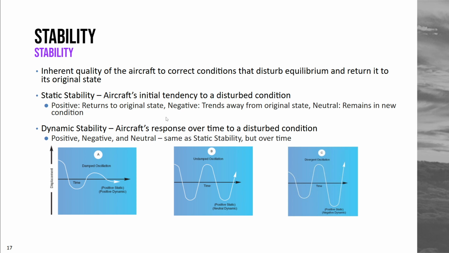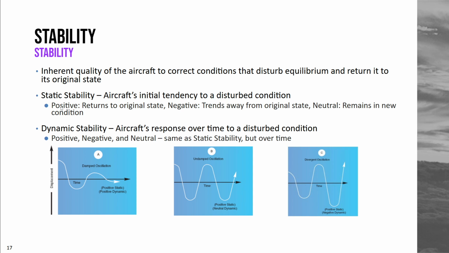Now, the other half of stability is dynamic stability, the aircraft's response over time to a disturbed condition. If I push forward and the aircraft creates these oscillations, will that aircraft return to level flight in its original condition inherently? That'll let me know if it's dynamically positive, negative, or neutral. If I push the nose down, and inherently the aircraft's oscillations start to get lessened, and all of a sudden we're back to straight level flight, that's positive static stability and positive dynamic stability, which is what we have in our aircraft.